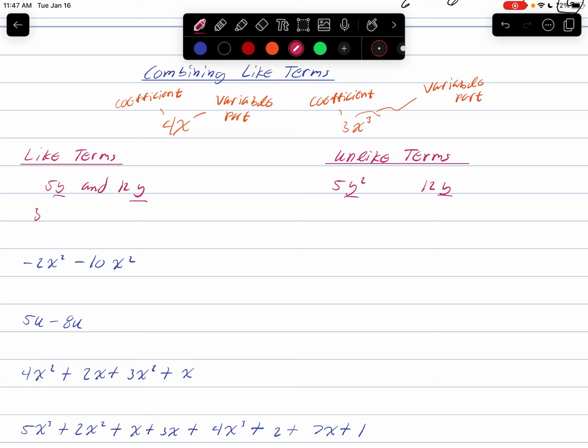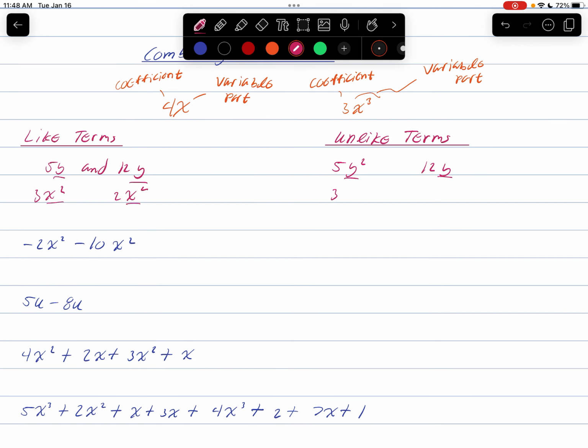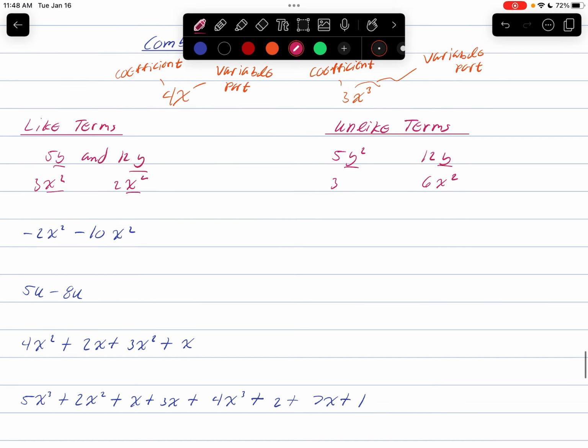How about 3x squared and 2x squared? Okay, these would be like because they have identical variable parts, okay? And then maybe unlike would be just 3 and 6x squared, okay? Or maybe one doesn't even have a variable part. The 3 does not even have a variable part, and then we have 6x squared. So really what we're looking for here is we want an identical variable part. If they don't have an identical variable part, they are not like.